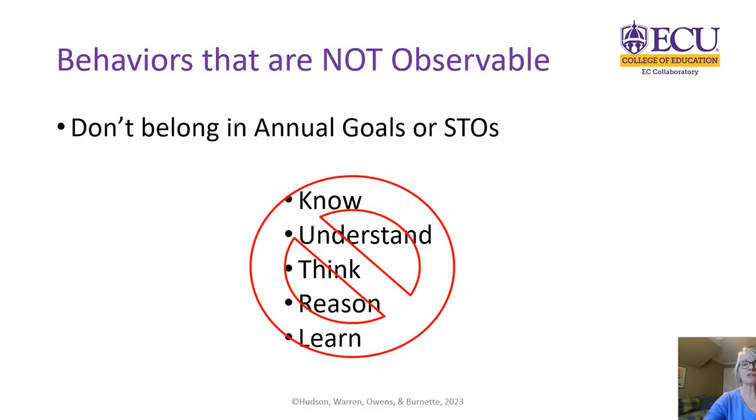There are also words that show up sometimes in IEP objectives that don't belong, and these are words that aren't measurable. Here's some examples: know, understand, think, reason, and learn. These are words that cannot be observed and therefore really have no place on the annual goal or on the IEP.